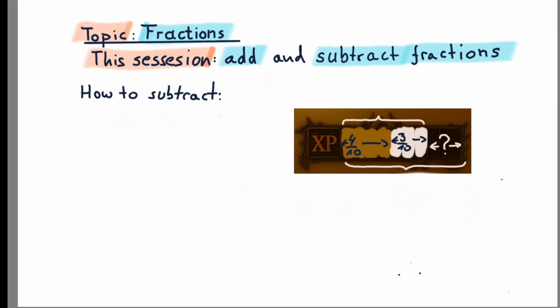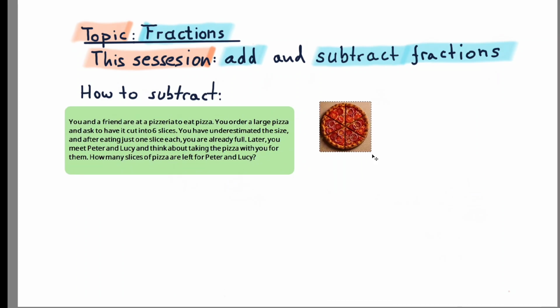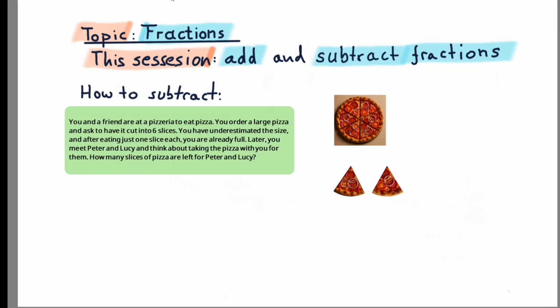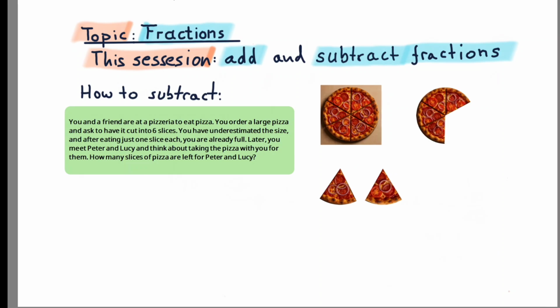Let's look at another practical example. You and a friend are eating pizza. You order one large pizza, cut into 6 slices. But you overestimated your hunger, and after just 1 slice each, you're already full. You had planned to meet Peter and Lucy after dinner anyway, so you take the rest with you. Question now: how many slices of pizza will Peter and Lucy each get if you share fairly?